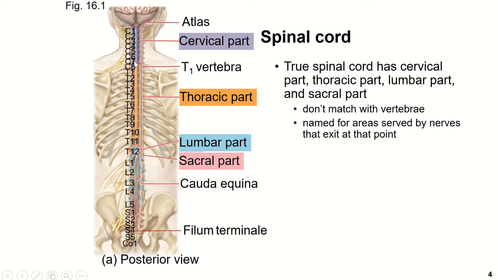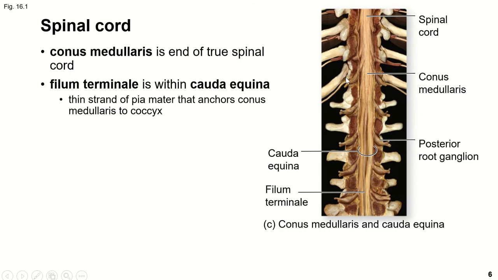So the cervical nerves exit from the cervical vertebrae in general. The thoracic nerves exit from the thoracic vertebrae in general. The lumbar nerves are going to exit from the lumbar vertebrae, even though they leave the spinal cord itself way up here at the bottom of the thoracic vertebrae. And then when it gets to the bottom of the thoracic section of the vertebral column, the true spinal cord narrows into what we call the conus medullaris, which means the cone in the middle.